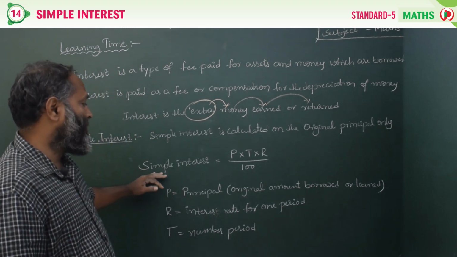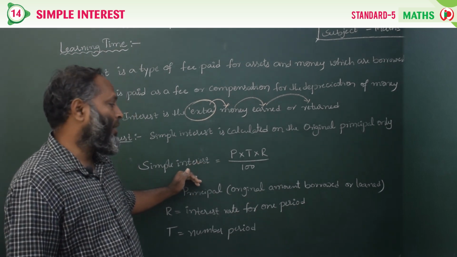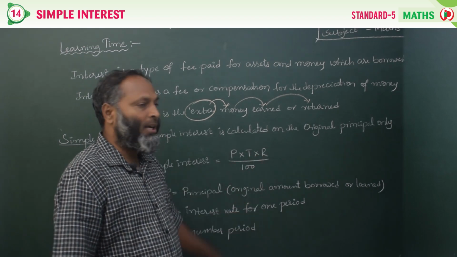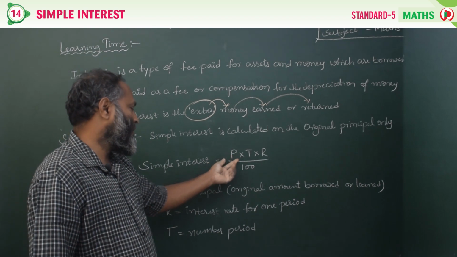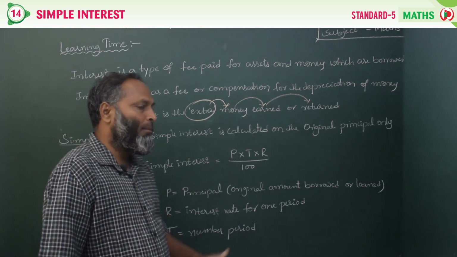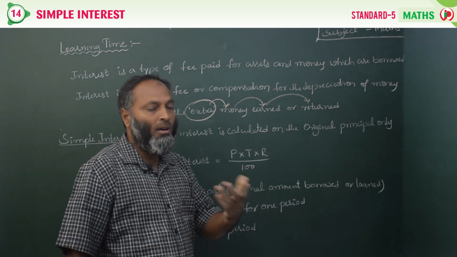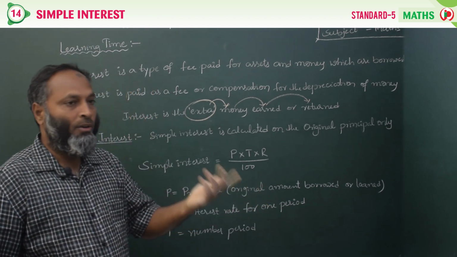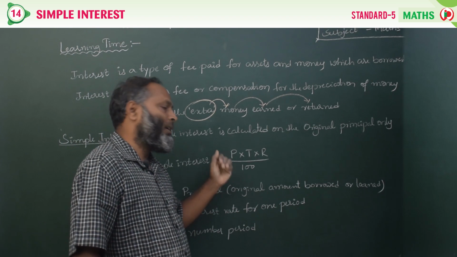Okay. The simple interest formula. How to calculate simple interest? Simple interest using the formula, that is P into T into R by 100. It is PTR by 100. What does P represent? P represents principal amount. What is the principal amount? The original amount borrowed, lent or loaned. So we are taking a loan or borrowing some amount, whatever that amount is, that is the principal amount, that is P.